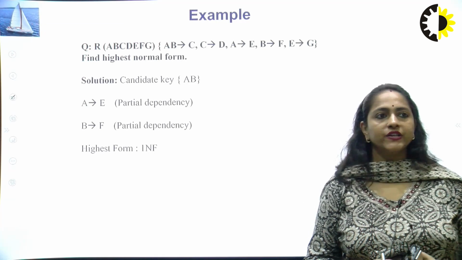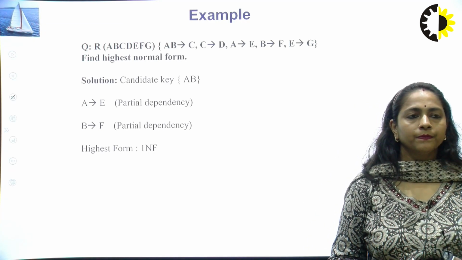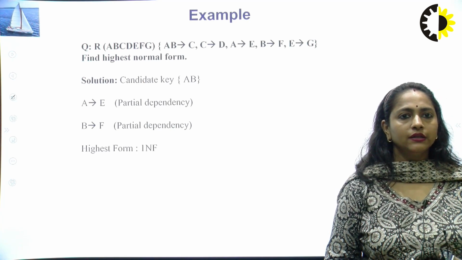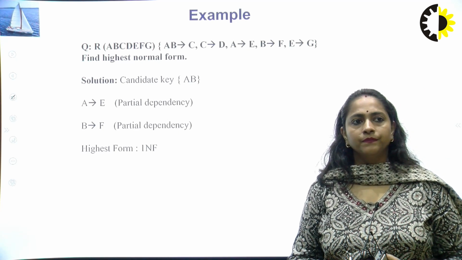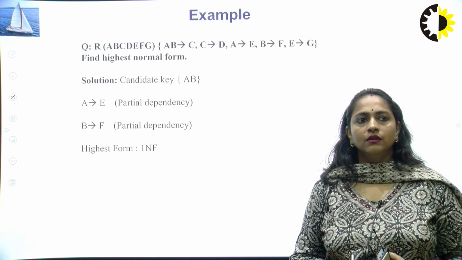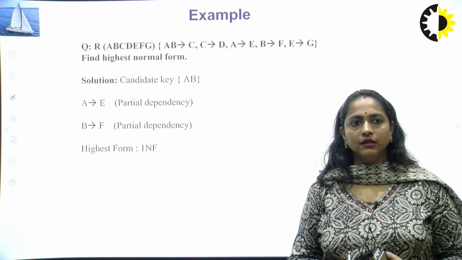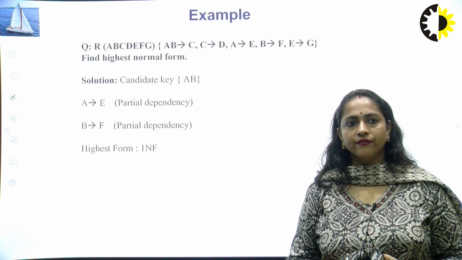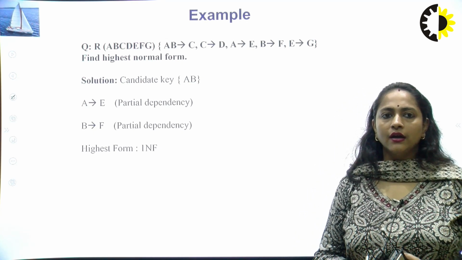Let's take one more question. Our relational schema has attributes A, B, C, D, E, F and G. The functional dependencies are: AB implies C, C implies D, A implies E, B implies F, E implies G. We need to find the highest normal form.